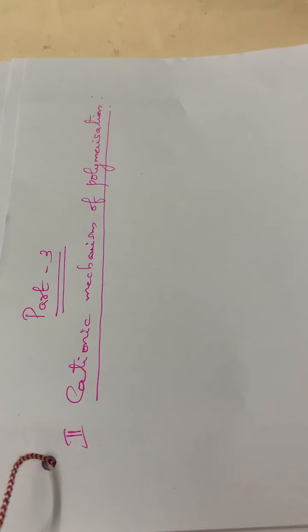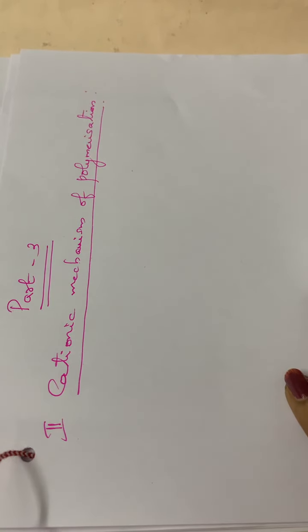Next topic, that is the cationic mechanism of polymerization. We have discussed in our last video the addition polymerization, the mechanism of addition polymerization, the free radical polymerization. Then the next mechanism regarding addition polymerization is the cationic mechanism of polymerization.